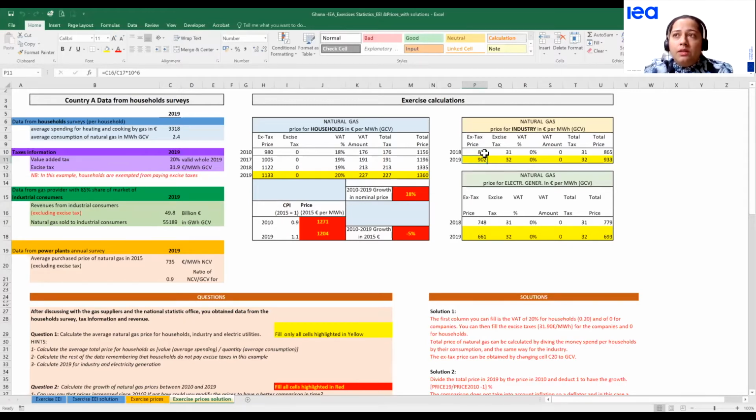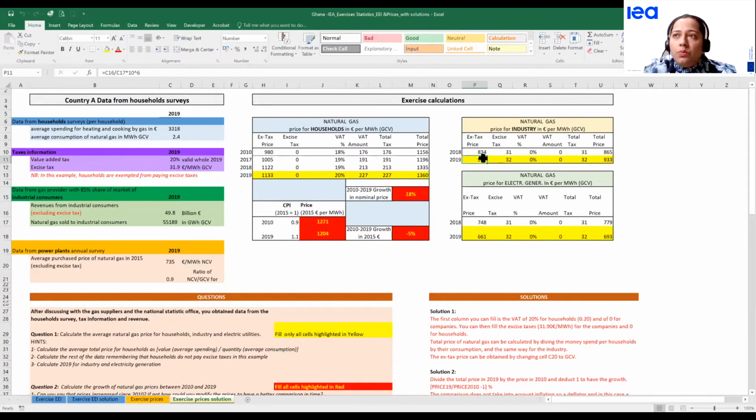So here, given that it's precise excluding excise tax, we can calculate the ex-tax price for industry. You take your revenue and you divide it by your quantity of gas sold. But note the difference in units. Here you have billion euros and here you have gigawatt hours, and we are looking for information in euro per megawatt hour. So you adjust the unit by multiplying by 10 to the power of 6. So you end up with 902 euro per megawatt hour GCV.